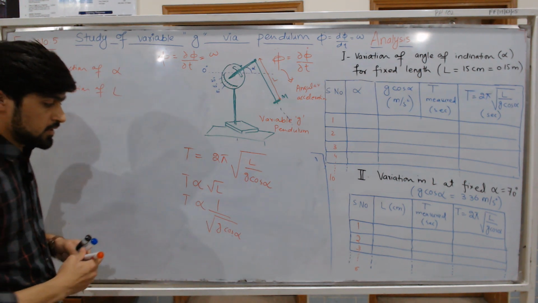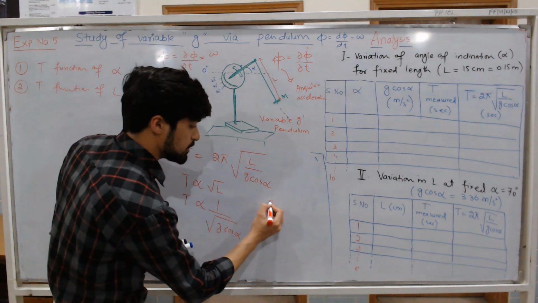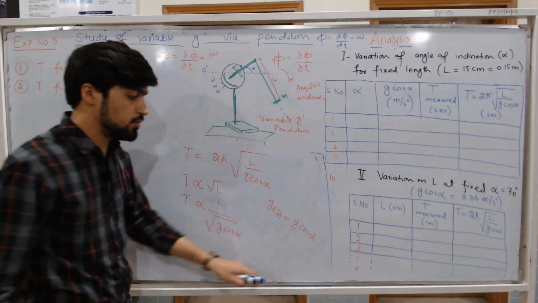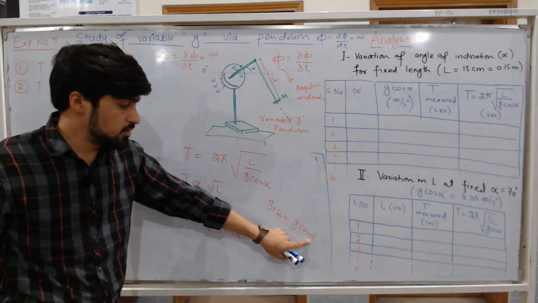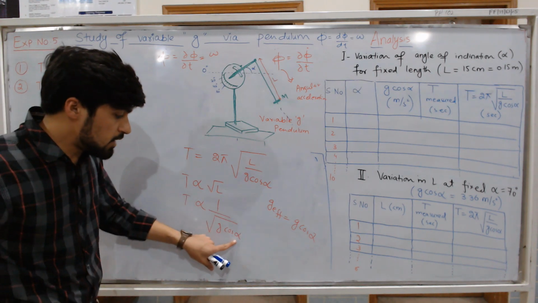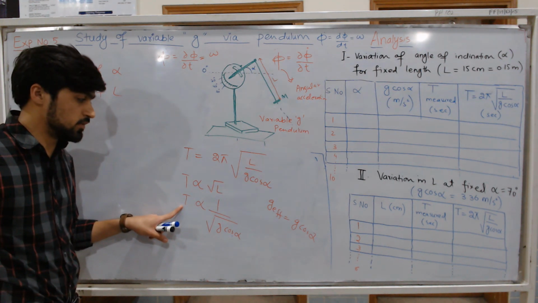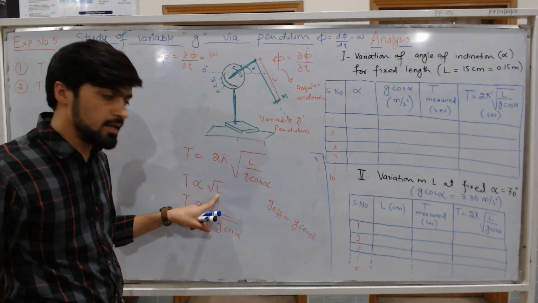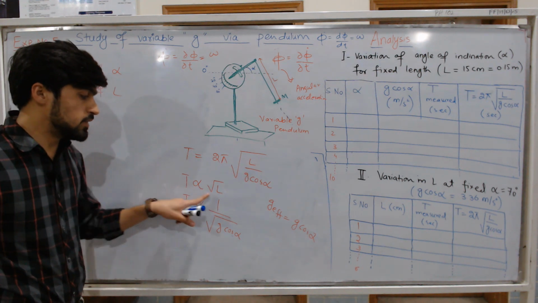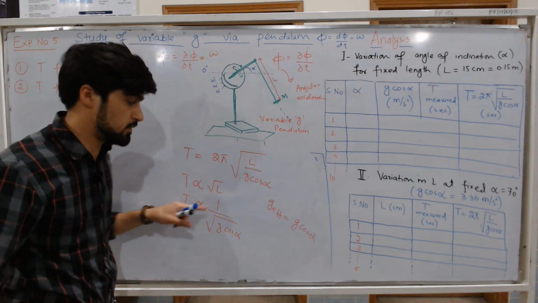So it means that if you are changing the value of alpha, the other relation is g effective, g effective is g cos alpha. So if you are using a different angle of inclination, your g effective value will vary simply. And if this alpha is changing, it's affecting the time period of the simple pendulum. And if you are changing the length of the pendulum, the time period is not varying linearly, but it's varying with the square root of L. Keep in mind.